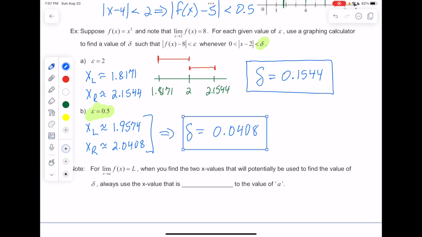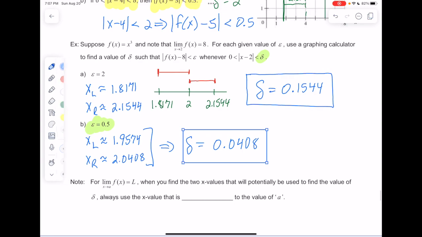All right, so just wrapping this up with a note here. For the limit as x approaches a of f of x equals L, when you find the two x values that will potentially be used to find the value of delta, you always want to use the x value that is closer to the value of a, which in the example we just did was the number 2. So you look at how far each one of them is from that a, or in the case above the 2, and whichever is the smaller distance, that's the one you go with.